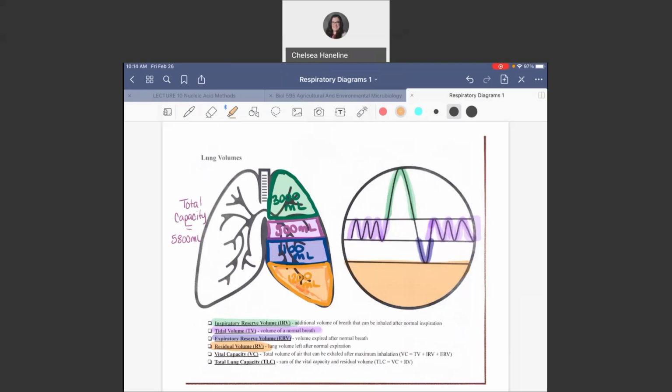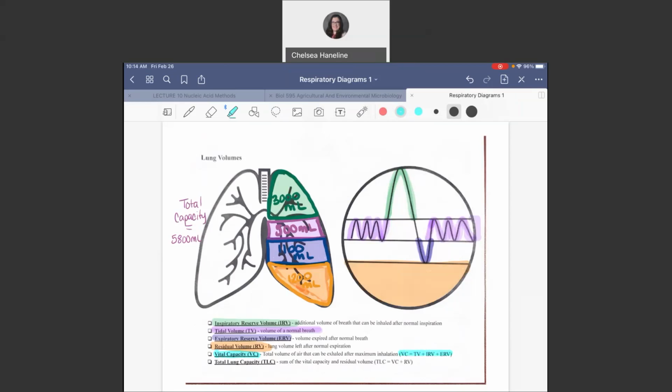And there are other types of values that scientists and doctors can look at with this. Another one that they can look at is something called the vital capacity down here. This is the total volume of air that can be exhaled after maximum inhalation. So this is basically the tidal volume plus inspiratory reserve volume plus expiratory reserve volume.